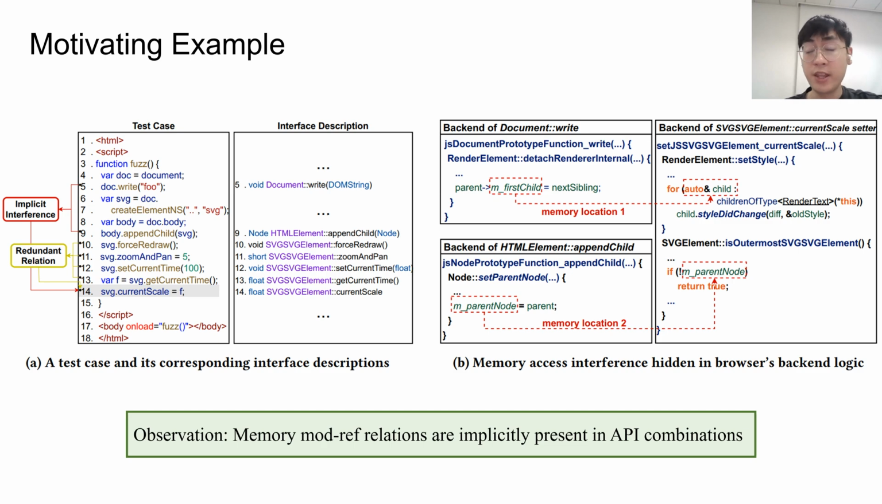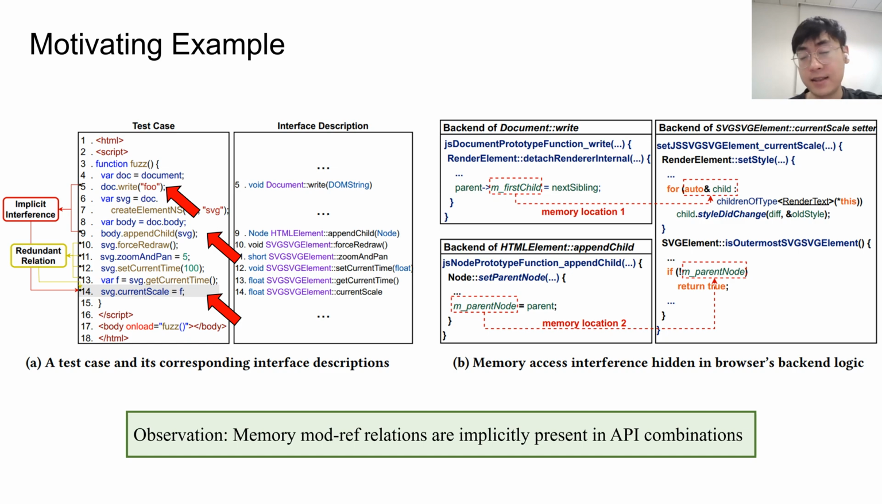Here we present a motivating example. There is a test case containing a lot of API invocations. Let's focus on this statement. It sets the current scale of an SVG element. And the two previous statements, document.write and body.appendChild, seem to have nothing to do with the statement setting the current scale at the API type level. But their backend logic will commonly visit some memory locations.